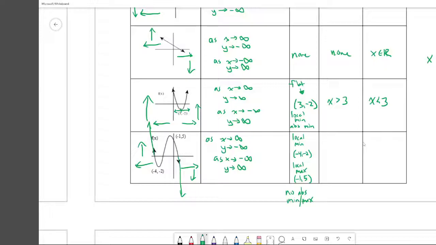Where is it increasing? It's increasing in between x is -4 and -1. It's decreasing when x is less than -4 or when x is bigger than -1, right? So that would be, sorry, this should have a less than sign there as well. Okay, so it's increasing.